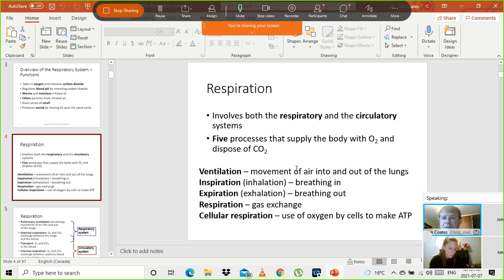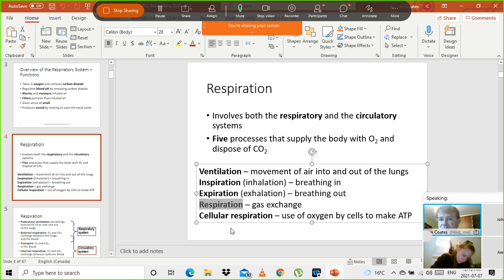Respiration involves both the respiratory and the circulatory system. You'll see these words here. Please know them. Ventilation, inspiration, expiration, respiration, cellular respiration. So you could actually call this one here external respiration, gas exchange. Cellular respiration, at the cellular level, oxygen there to make ATP. Expire, breathing out. Inspire, breathing in. Ventilation, moving of air in and out of the lungs.